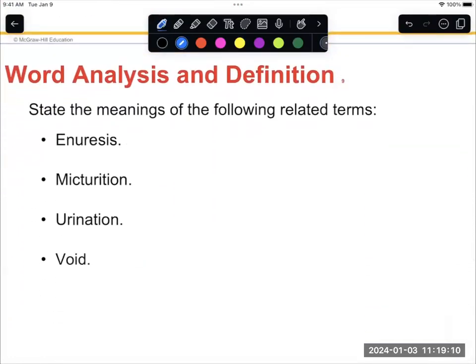Enuresis, bedwetting. So people who don't wake up when they need to urinate wet the bed. And as I mentioned, micturition, urination, and voiding all mean the expulsion of urine out of the body via the urethra.